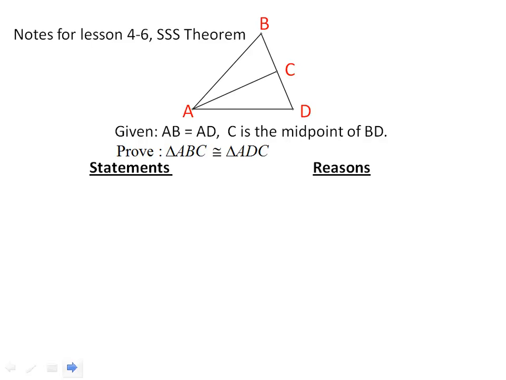Alright, now let's review how you do these proofs. First, you have to sketch that figure on your paper. You have to write down your given. You have to write down your proof statement. You have to make the two columns. And so AB equals AD. This is how we indicate that. A single tick mark means those two side lengths are equal to each other.